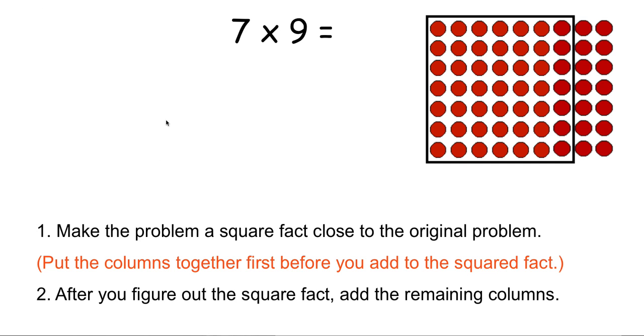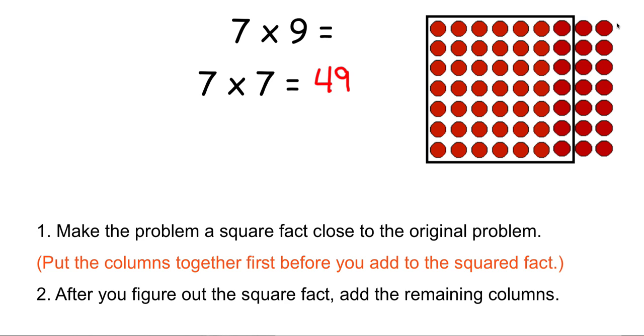Let's go to this one. Same thing. Here are 2 rules. Make the problem a square fact close to the original problem. So we're going to use 7 times 7. 7 times 7 equals what? 7 times 7 in a straight line, 7 times 7 is 49. So that's just the square.